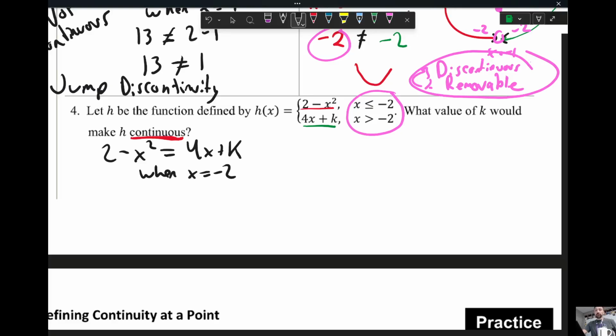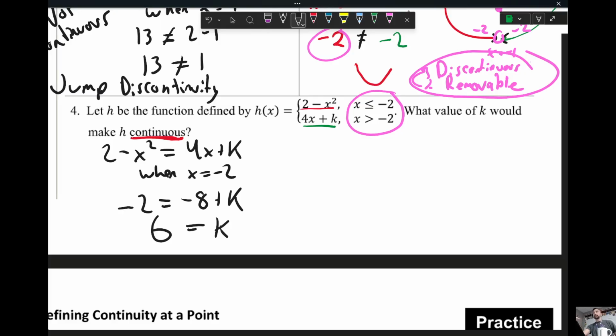So I get 2 minus 4 equals -8 plus k. So k must be 6. So it's not too bad, but again, when you first read that, it's like, what are they talking about with k? How do I even approach that?